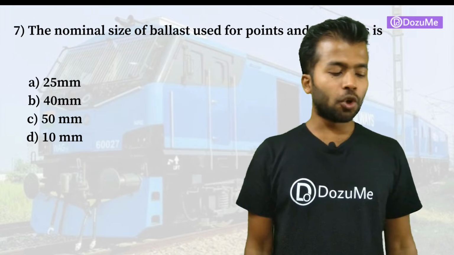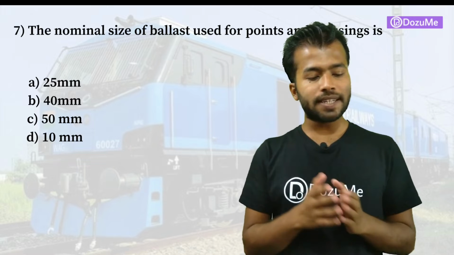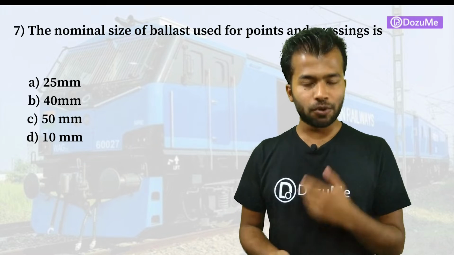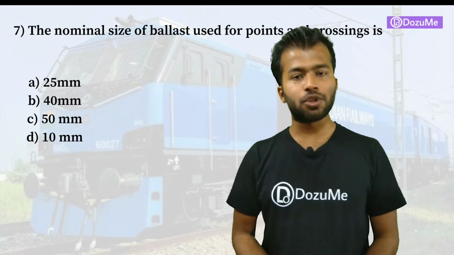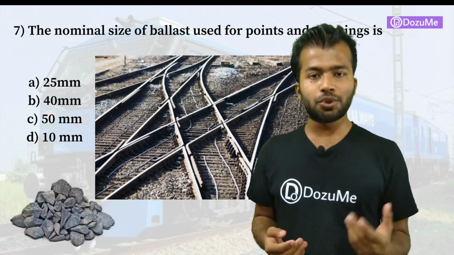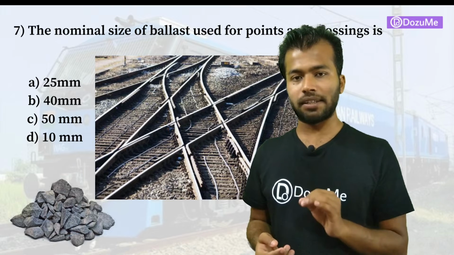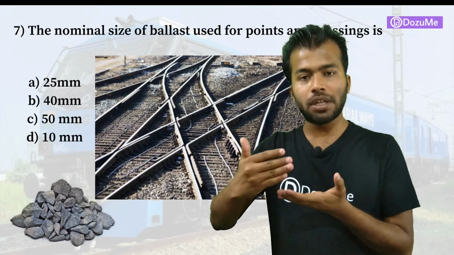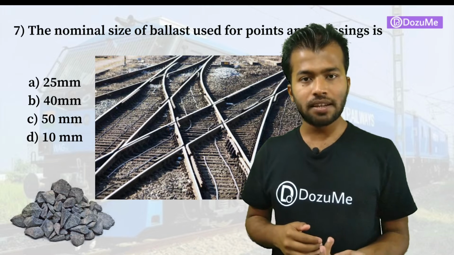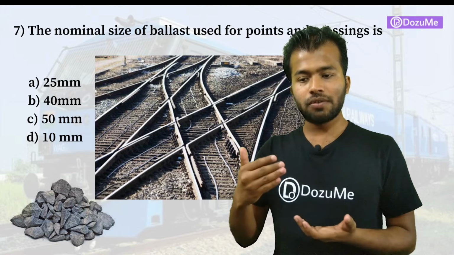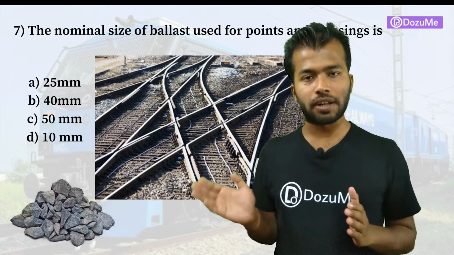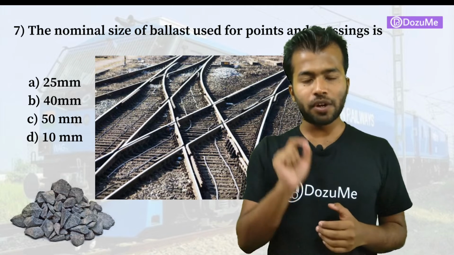Question number 7. The nominal size of ballast used for points and crossing is 25 mm, 40 mm, 50 mm and 10 mm. If you know the answer, pause the video and comment it with the specific question number. So for the points and crossing, we will choose the shorter size of ballast material for easy movement of the tongue rail. If you provide the larger size, it will not be helpful for the moving of the tongue rail which connects both the stock rails. Okay, so we will go for the shorter size.